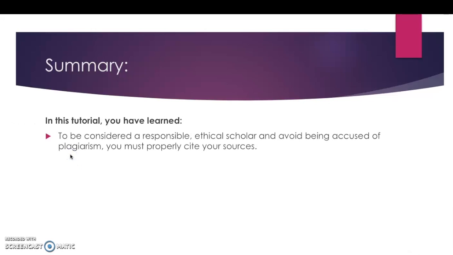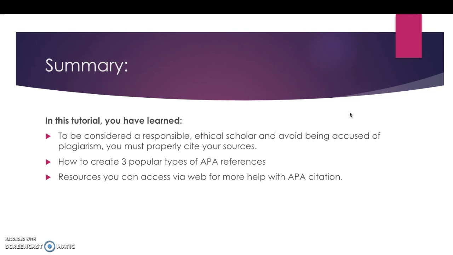In this tutorial, you have learned that to be considered a responsible, ethical scholar and avoid being accused of plagiarism, you must properly cite your sources. You've learned how to create 3 popular types of APA references. You've learned about a resource you can access via the web for more help with APA citation, the OWL site.